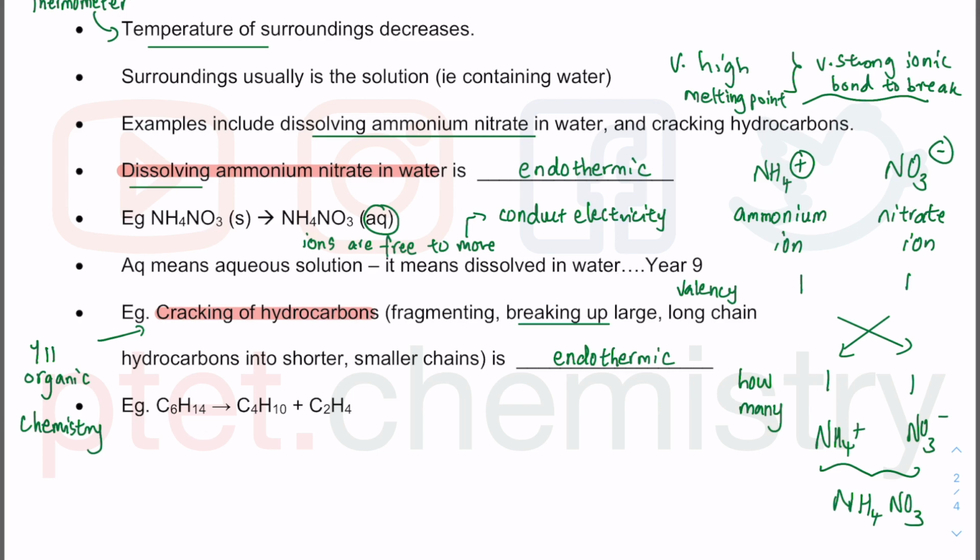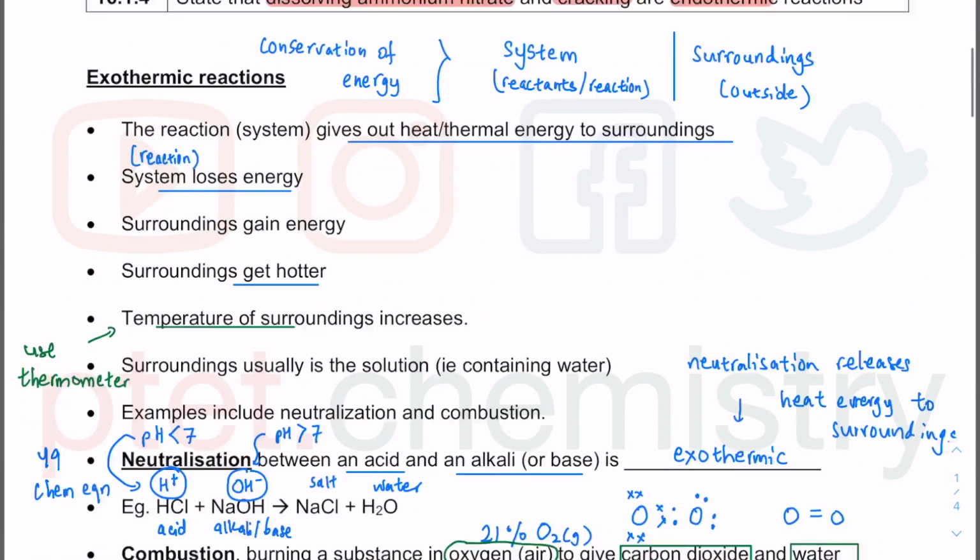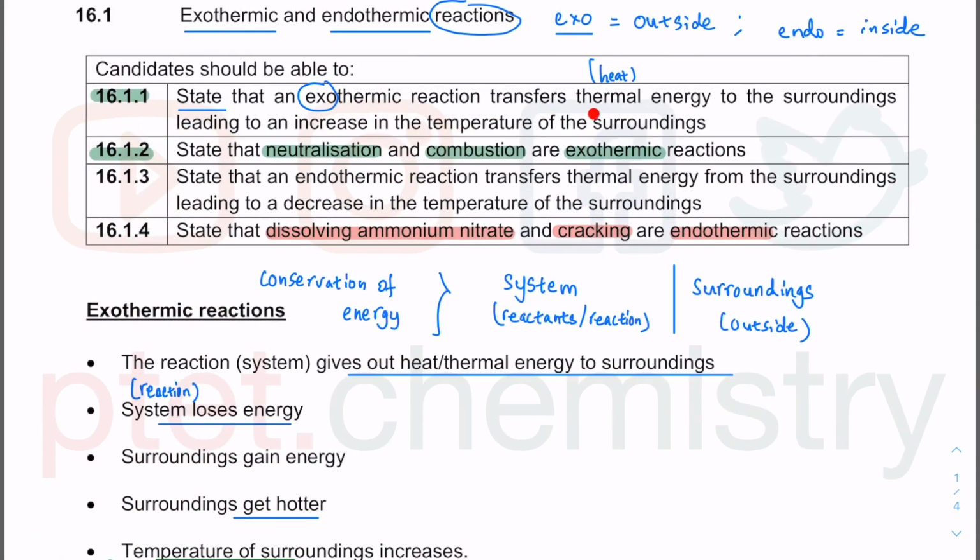Okay, just to recap, an exothermic reaction releases heat energy to the outside, to the surroundings. Therefore, we will see using a thermometer that the solution or the surroundings get hotter. When it gets hotter or warmer, the temperature increases. Two examples, neutralization and combustion, are what you call exothermic reactions.